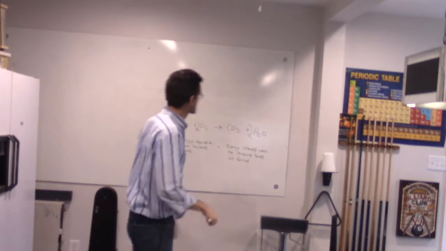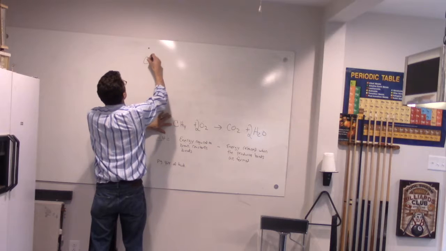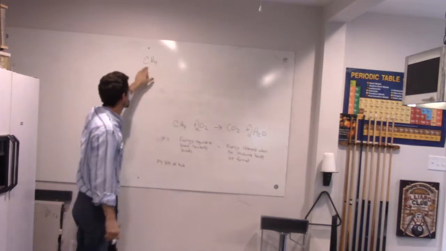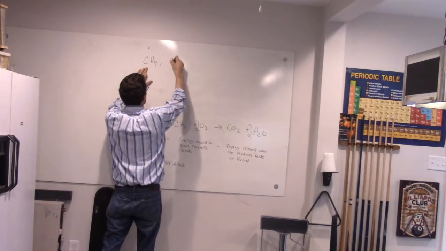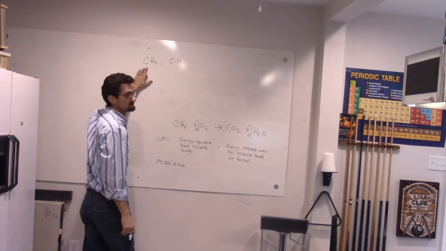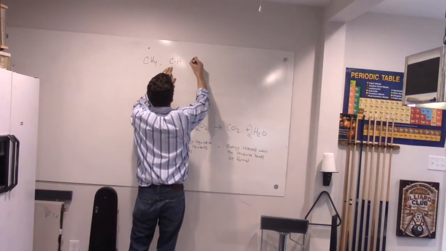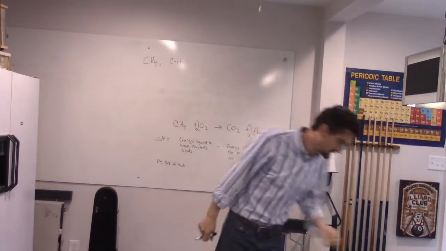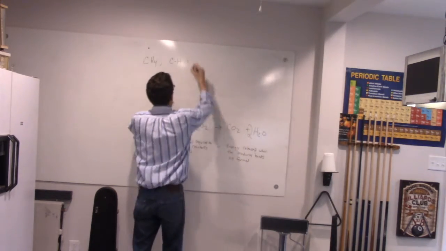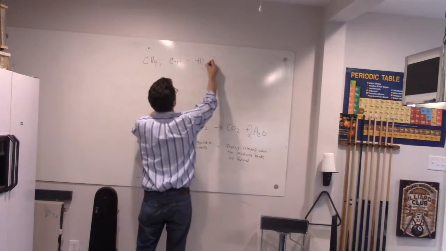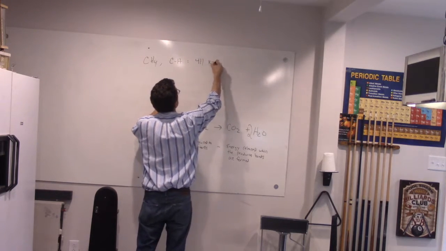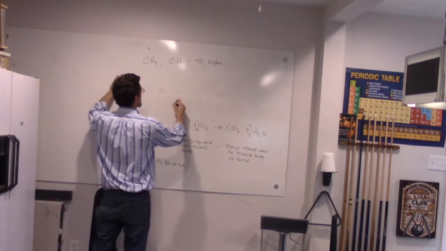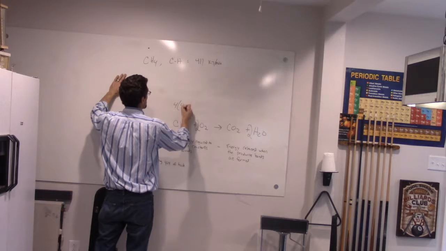Okay, so we're going to break these things apart. We got CH4. Right, what's the bond energy in CH4? To break this, you've got 4 of those. Right, so you got 411 kilojoules per mole for each one of these. But we have 4 of those, so we're going to put 4 times 411.